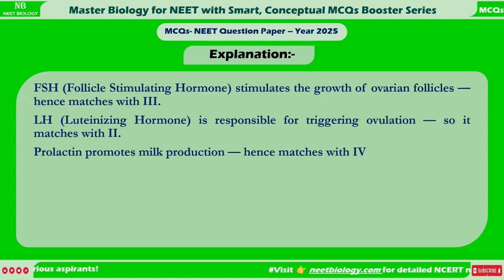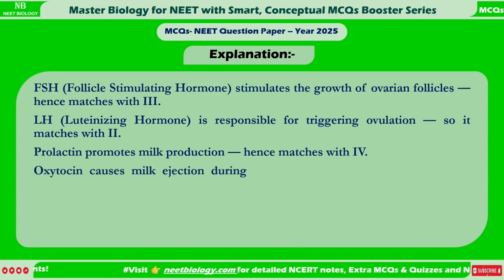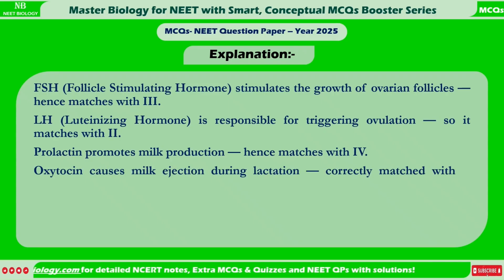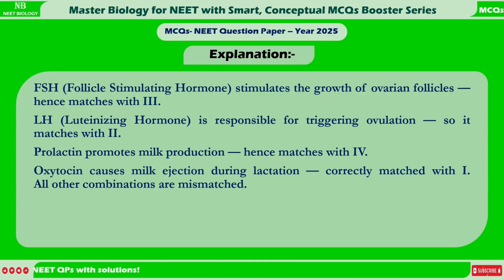Prolactin promotes milk production, hence matches with 4. Oxytocin causes milk ejection during lactation, correctly matched with 1. All other combinations are mismatched.